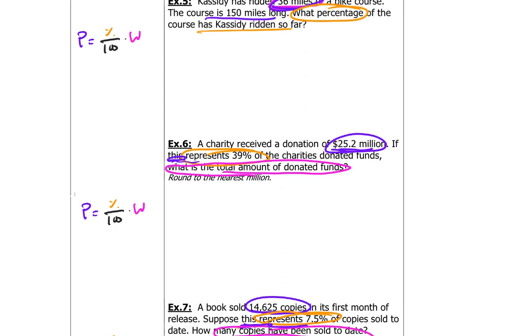So again, for the percent, this is asking what percentage. That means we don't know it yet. As soon as you see "what percentage," that's what you're trying to figure out. When we look at this one, it says this represents 39%, so we know our percent is 39. And then this represents 7.5% of the copies sold. So go ahead and write those labels down somewhere. The best practice is to get to where you're distinguishing and writing down what's the part, what's the percent, what's the whole.